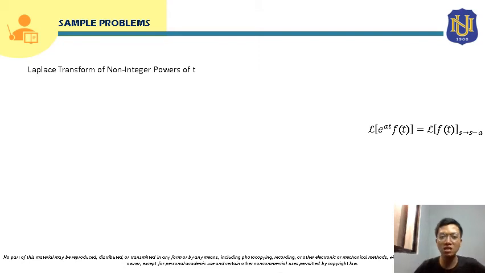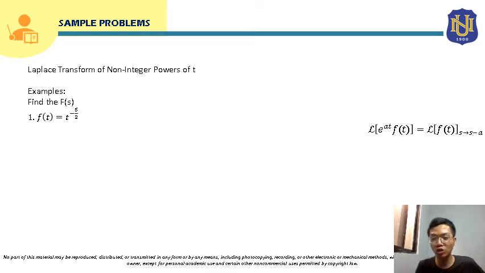We will now proceed to the Laplace transform of non-integer powers of t. The non-integer powers of t that we are talking about here are specifically functions with denominator 2. So that is just applicable for that. We will now solve examples here. Find the Laplace transform of number 1. The given f of t is t raised to negative 5 halves.